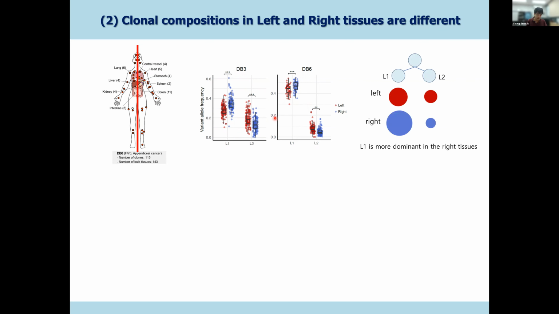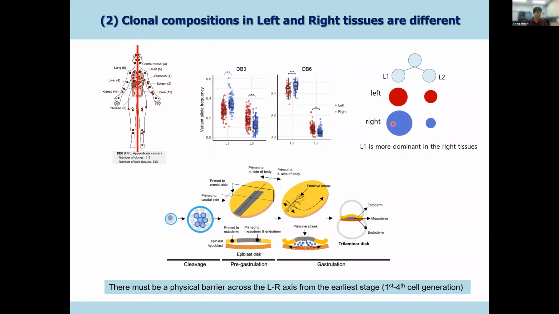So this is a little bit complicated, but this is the interpretation. There is a lineage 1 dominant lineage and lineage 2 in those individuals. Lineage 1 is dominantly contributing in the whole body, but lineage 1 is more dominant in the right tissues. So that means the relative contribution of L1 and L2 are different across the left and right axis. And because it's the 2-cell stage embryo, that means those 2 cells are not equivalent across the left and right tissues from the first cell division, the very earliest stage of embryogenesis.